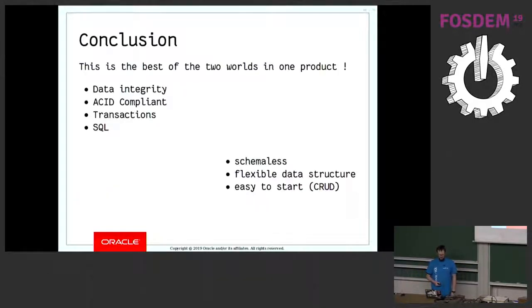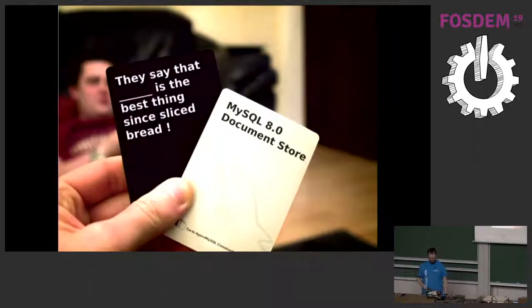So what do I gain? I gain the best of the two worlds in one product. Data integrity: I am completely ACID compliant, I have my transactions, I can use SQL if needed, but I'm also schemaless. I have a flexible data structure and it's very easy to start because I can use CRUD operations. All that in one single product with all the ecosystem around MySQL we have seen. You can use ProxySQL or you can use Ghost if you need to do changes, whatever you want. All the ecosystem of MySQL is still compatible with this.